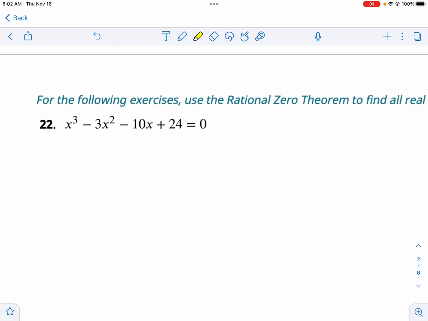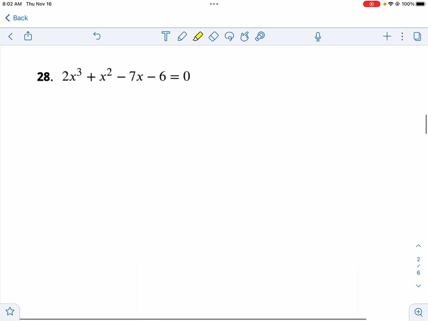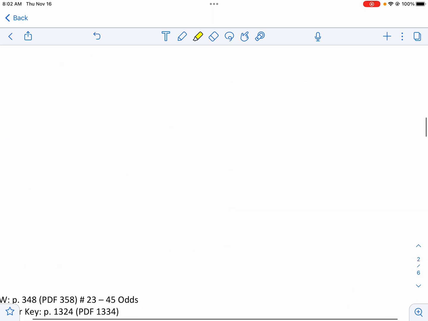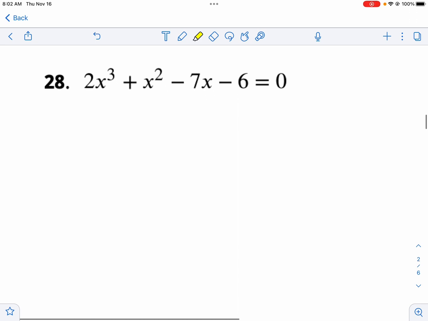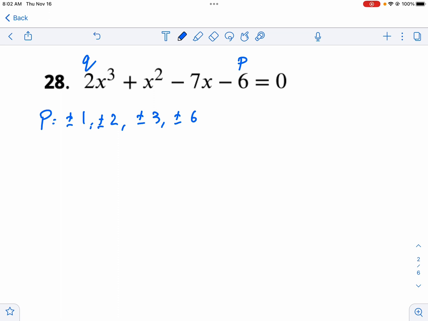So I got another one. Or we'll skip that one. You can do that one by yourself. 28. So again, my P, here's my Q. My factors of P are +-1, +-2, +-3, +-6. These are all the numbers that multiply to get 6. My factors of Q are +-1, +-2.